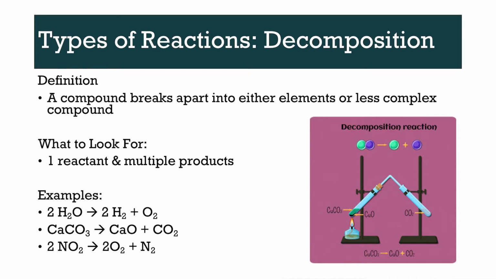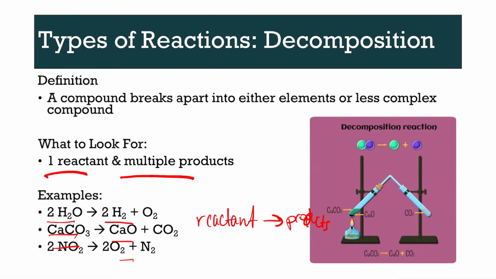Next would be decomposition. And so decomposition means you're breaking something down. So you have a complex compound being broken down into either less complex compounds or elements. So what you want to look for here is that 1 reactant and multiple products. So remember, before the arrow is your reactant, then you have your products. You're producing your products like that. So here we have 1 reactant being broken down into multiple things. So decomposition, breaking stuff up.